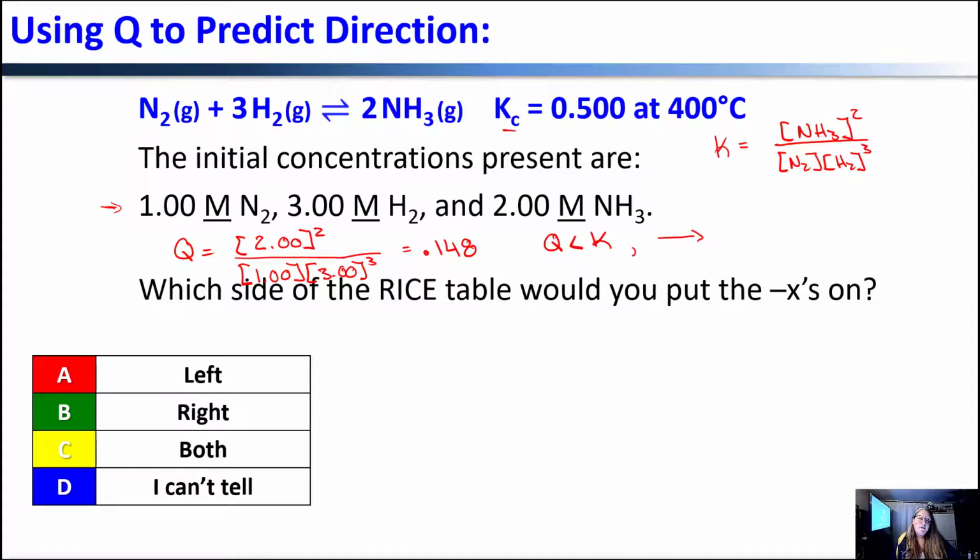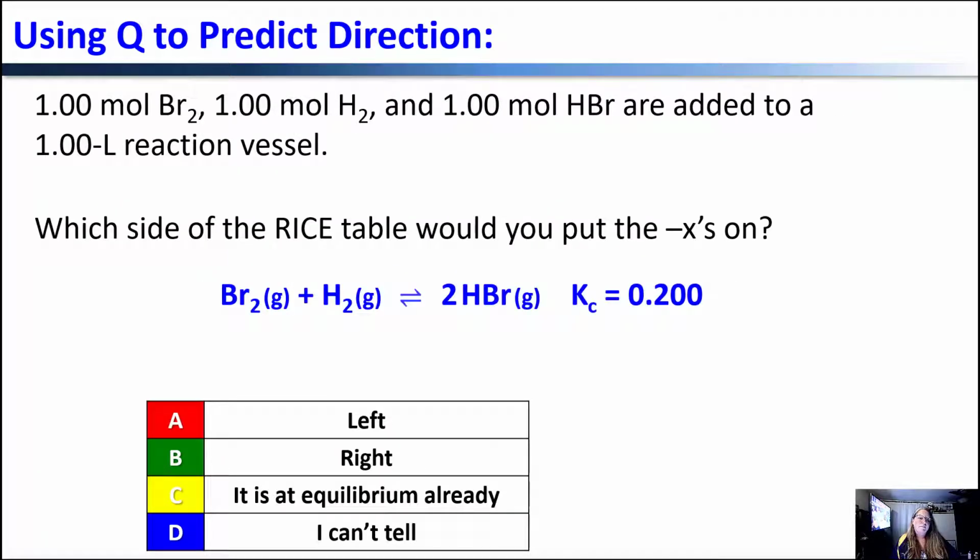Hopefully you came up with the left, right? Because the equation is progressing to the right. So if it's progressing to the right, that means the quantity of my reactants is decreasing. Hopefully that makes sense. If I'm going to continue going to the right, I have to continue using the stuff that's on the left. So my minus X is going to go on the left.